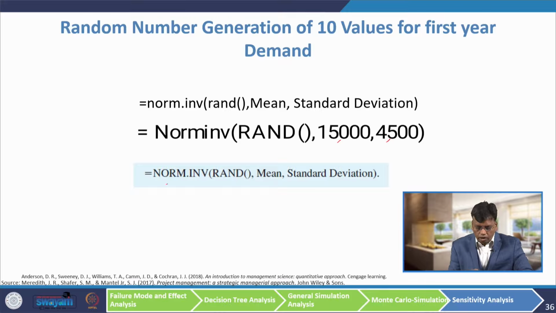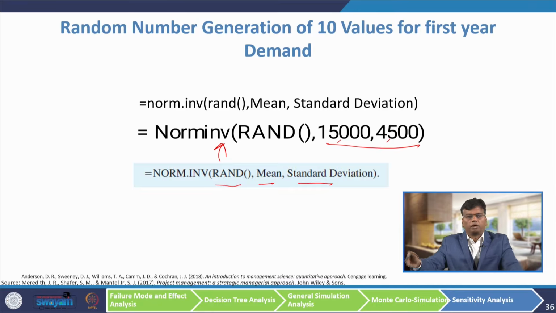So, if you use NORM.INV, the normal distribution inverse, with RAND, the number you are generating, then the mean and the standard deviation. When you supply these, you will get this type of formula. In Excel, if you use this, you will get a random number which follows a normal distribution by considering these two parameters. When you drag it, you will get as many random numbers as you want which follow the normal distribution.